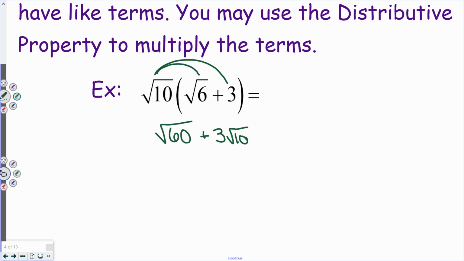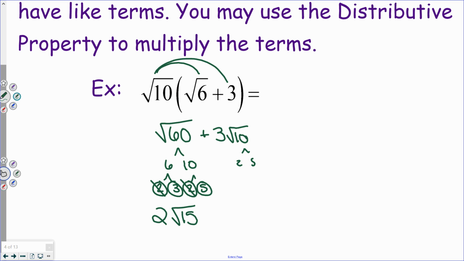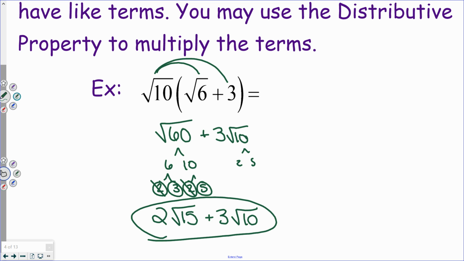So I'm going to distribute, and then it's really right back to what we just worked on. Okay, now I'm going to simplify. So that's 6 and 10, 2 and 3, 2 and 5. So I do have a pair of 2's. Radical 15. Can I do a factor tree on the 10? It gives me 2 and 5, so I can't do anything. So I have 3 radical 10. Can I add those together? No. So then I would be done.